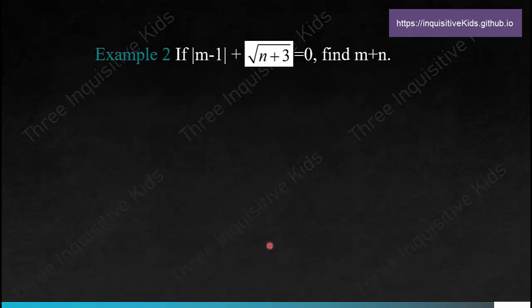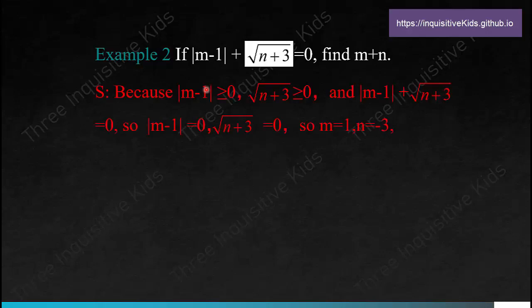Okay, now here's a problem: if the absolute value of m minus 1 plus the square root of n plus 3 is equal to 0, find m plus n. Okay, so let's do this together. Because absolute values have to be greater or equal to 0, and arithmetic square roots also have to be greater or equal to 0, then the absolute value of m minus 1 plus the square root of n plus 3 is equal to 0.